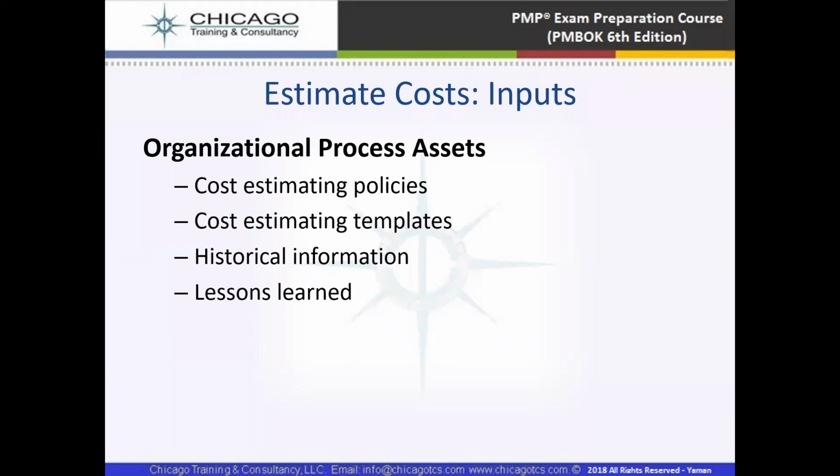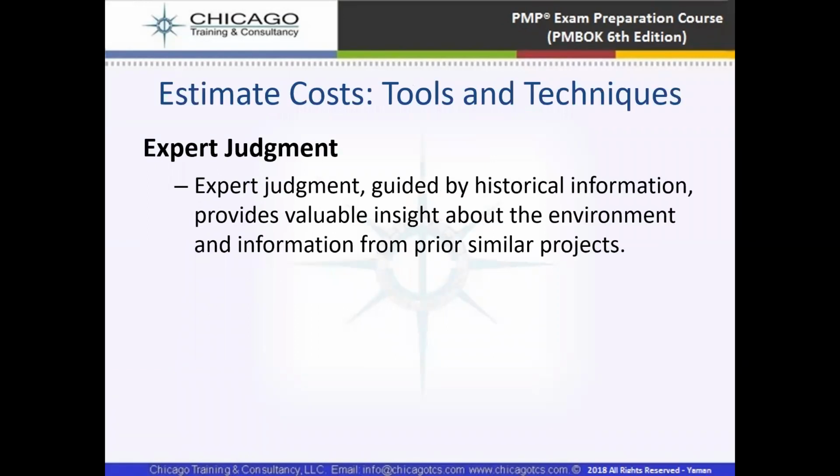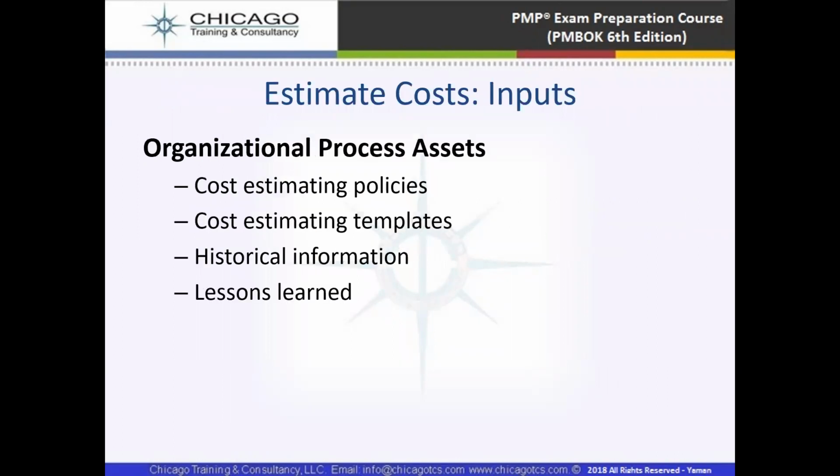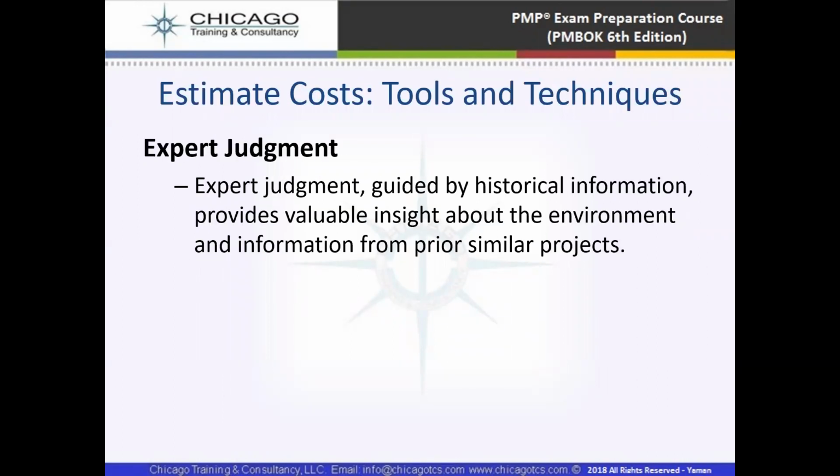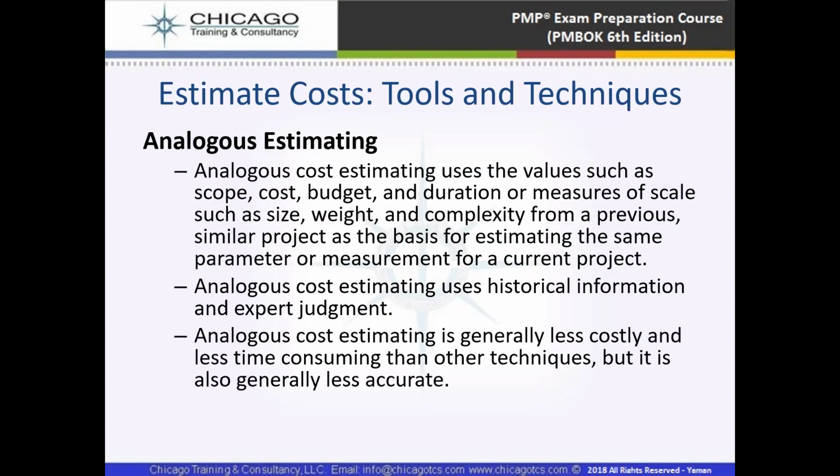Now, to execute these inputs, we need tools and techniques, and these are the tools and techniques to reach the output. When we apply the tools and techniques, we will reach the output. What is expert judgment? Here we need expert judgment. We need a cost consultant to guide us and give us historical information to prepare and estimate the cost. And then we have analogous estimation.